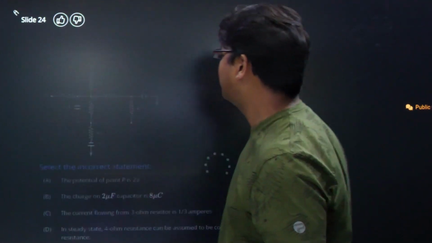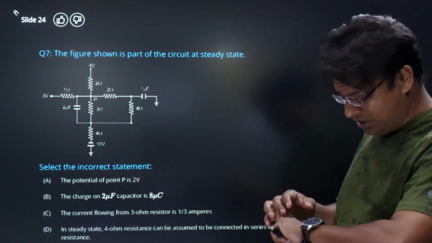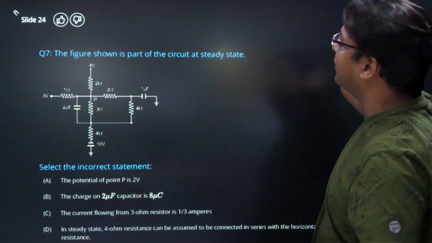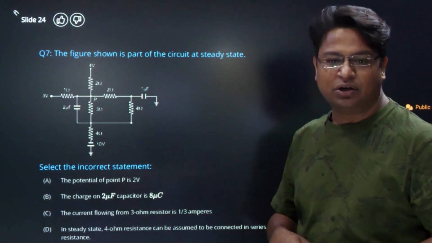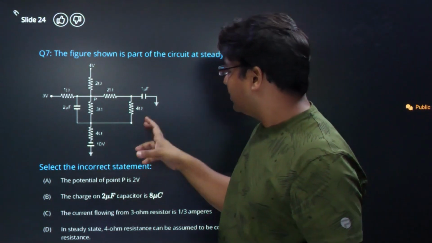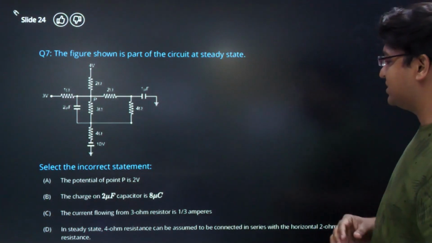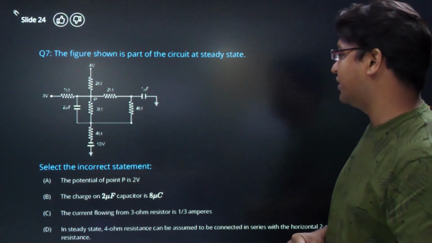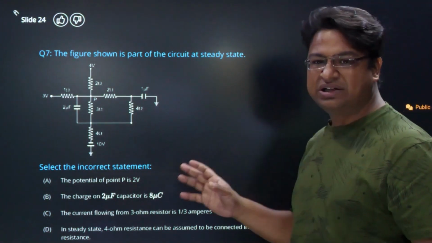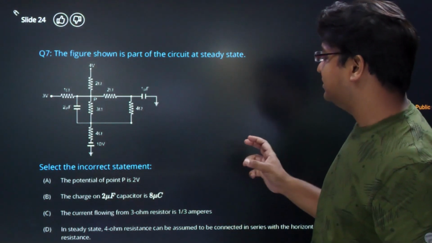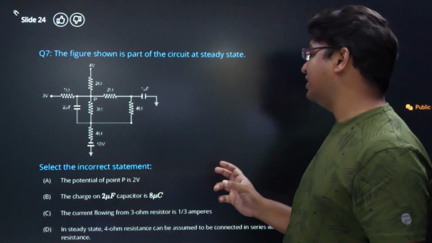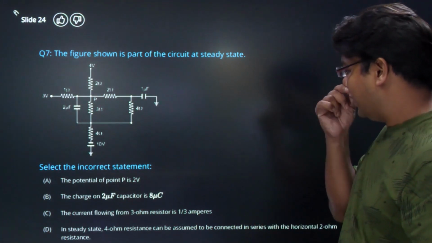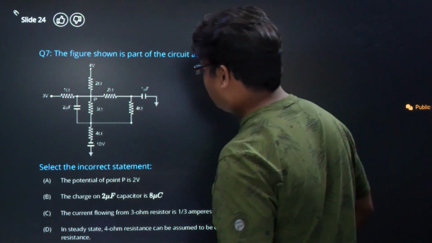Now we'll go to question number 7. What does this question say? The figure shown is a part of a circuit at steady state. I hope the figure is visible to everyone. Select the incorrect statement. If the circuit is at steady state, then for all the capacitors in this circuit, no current will be flowing through the branch containing the capacitors. And there are a lot of things here.